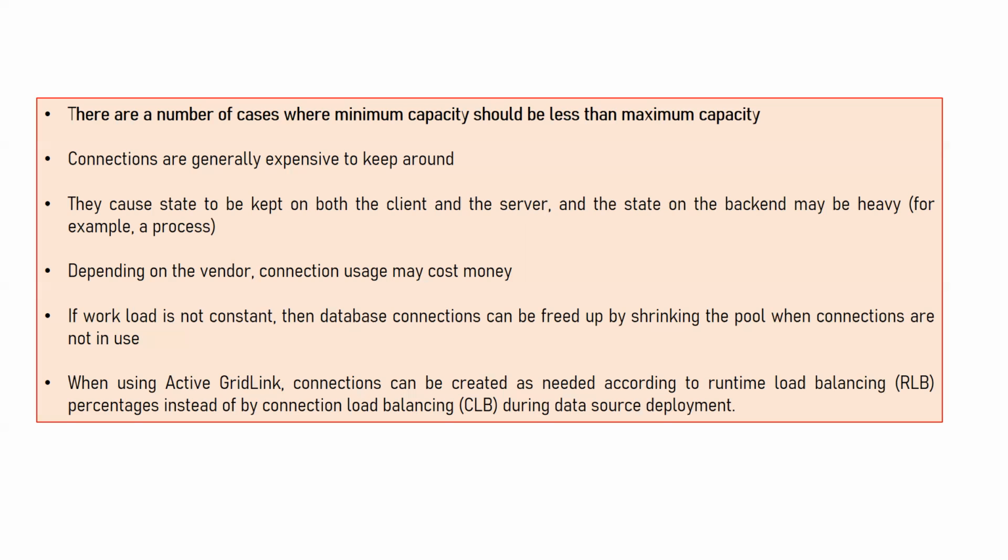For example, if I have created 1,000 connections in my data source and I'm not actually using all of those, then with an Active GridLink data source it may create 1,000 connections only when they are required. Otherwise, it will automatically tune your data source for the number of desired connections.